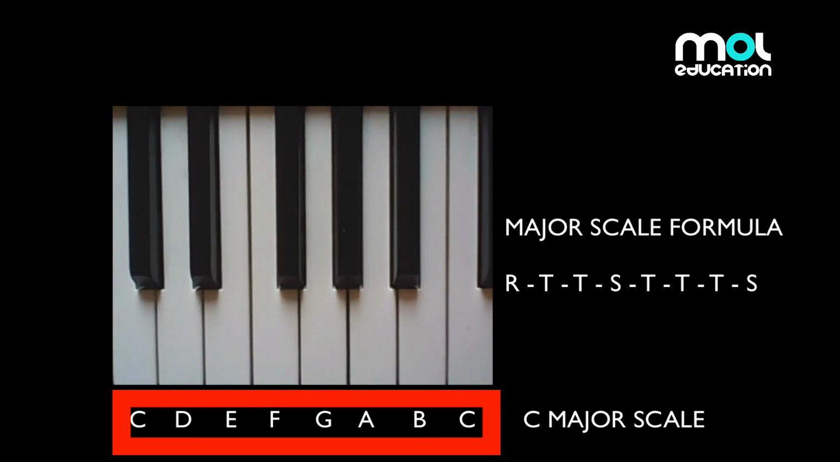Yeah, and if you notice, it's all of the white notes. That's because all of the white notes form up the C major scale. Okay, there are no sharps and flats in a C major scale. There are sharps and flats, however, in other scales.